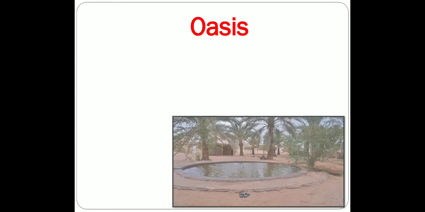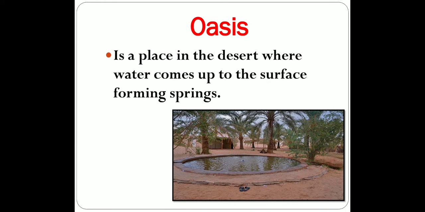First, let's know what is the oasis. The oasis is a place in the desert where water comes up to the surface forming springs. The springs are the water that falls from the rain to the ground and then bubbles up to the surface, like in the picture, and this can be found in Siwa oasis here in Egypt.